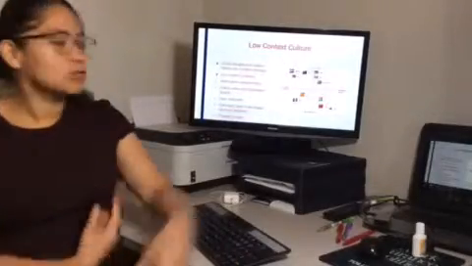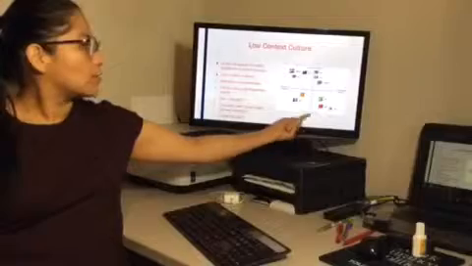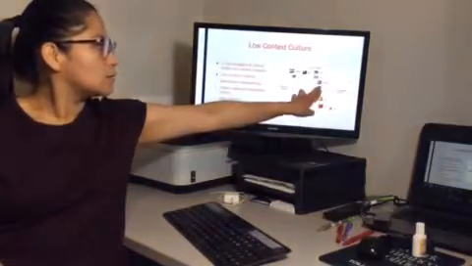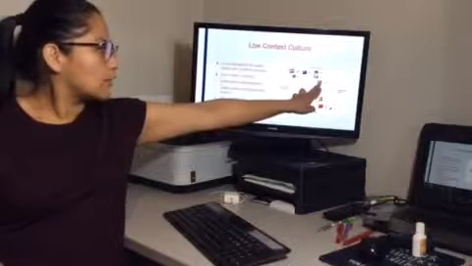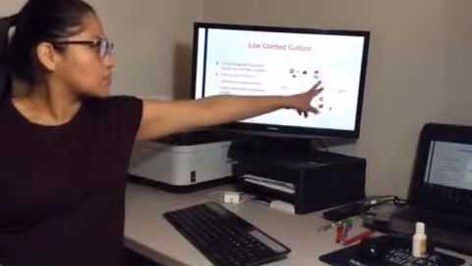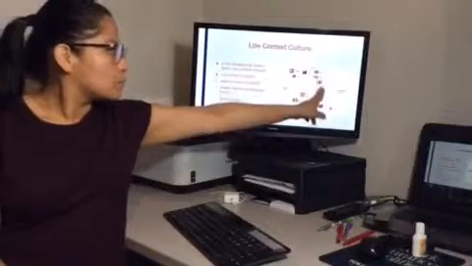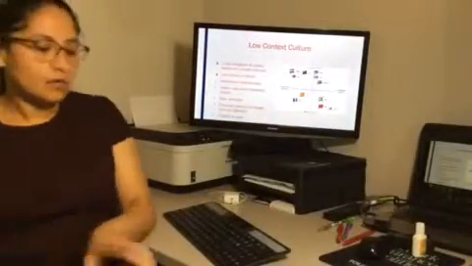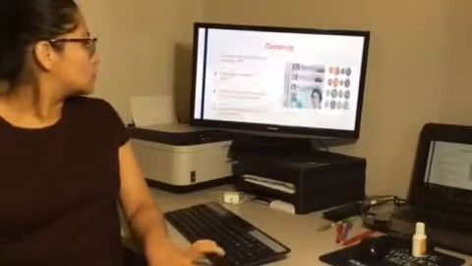I also added a visual right here about the low context and high context, and we can see on this corner right here that the United Kingdom and the United States are on the same quadrant, so they're on the same level of the context of culture.